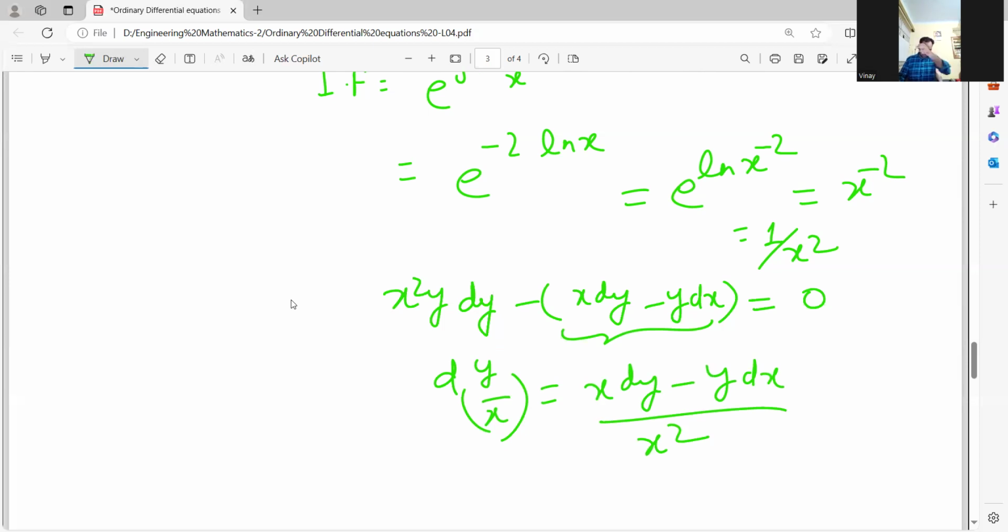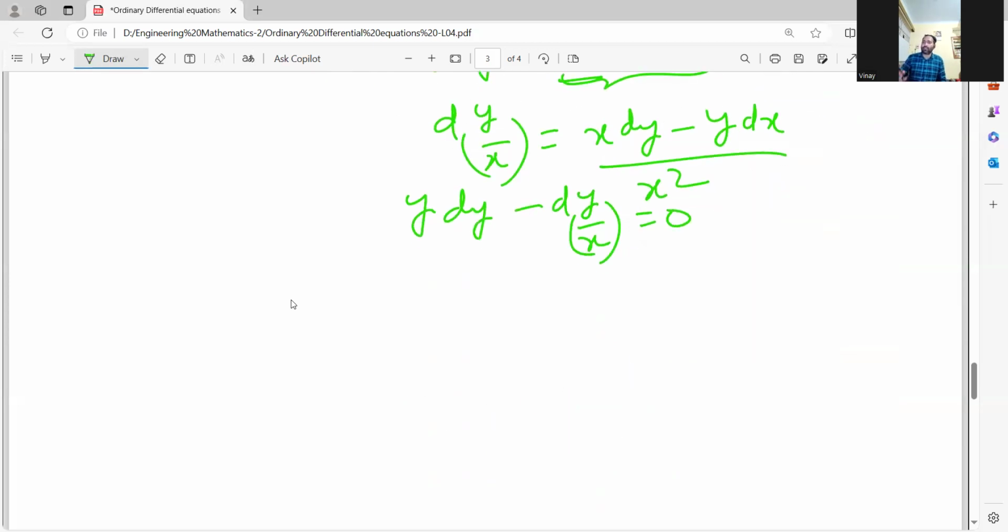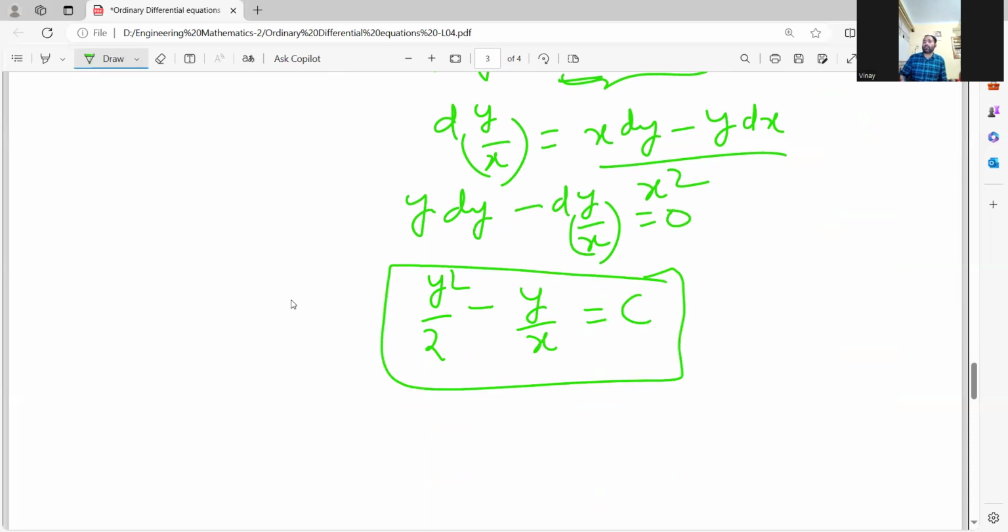And then this part you can replace it. Divide both sides by x square. What will you get? y dy minus d(y by x) equal to 0, right? And then just integrate it. Once you integrate, what will you get? y square by 2 minus y by x is equal to some constant. So this is going to be your solution.